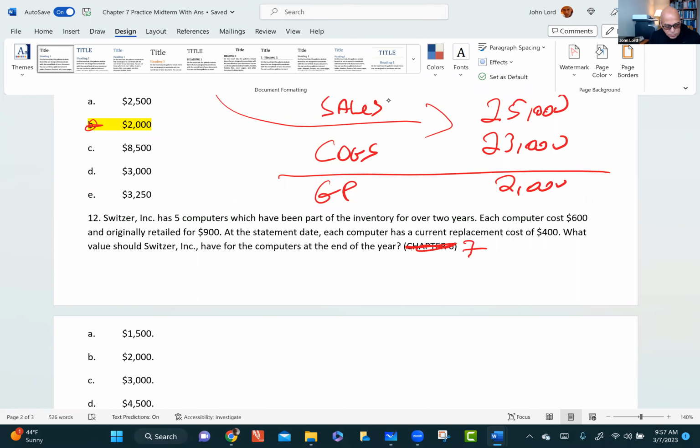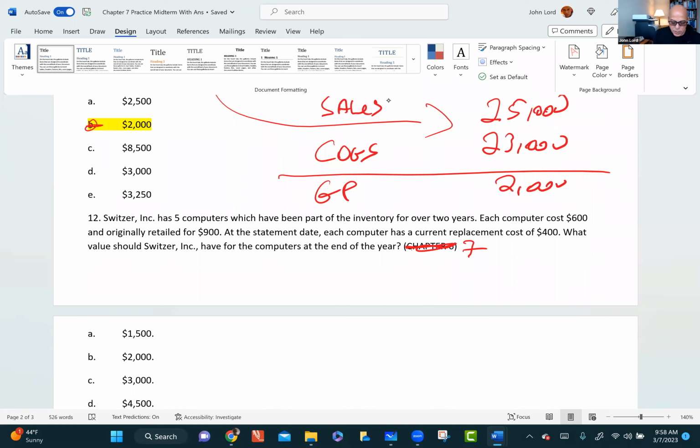So we have 5 computers that have been part of inventory for 2 years. That's a long time to have computers in inventory. Each computer cost $600. Originally retail, we tried to sell them for $900, and at the statement date, each computer has a replacement cost of $400.